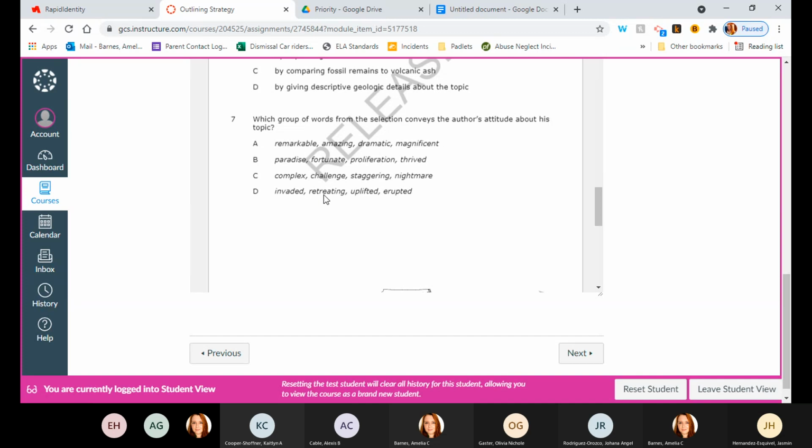D, invaded, retreating, uplifted, erupted. Do these convey an attitude? No. Well, in a way, I guess. Well, no. Do the words feel like they even fit together? No. So A is the only one that really is cohesive, where all of the words fit together and relate to that idea of it being an interesting or fascinating place. So A is your answer for 7.